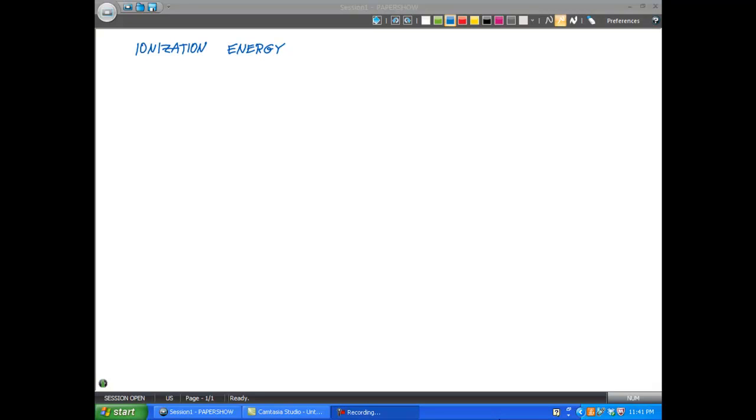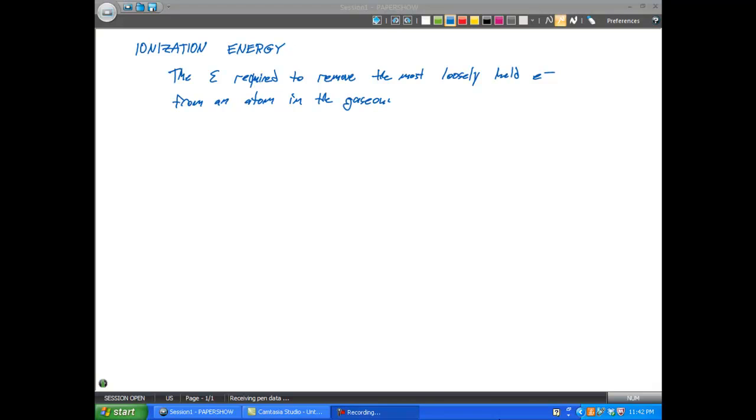The next periodic trend we are going to discuss is ionization energy. And ionization energy is the energy required to remove the most loosely held electron from an atom in the gaseous state.